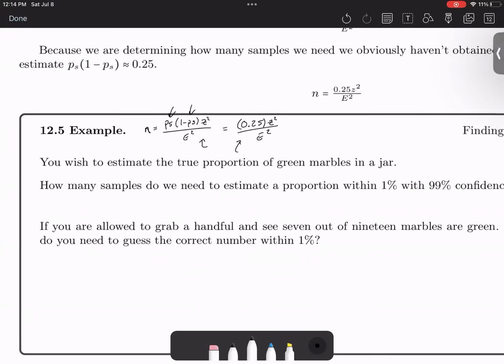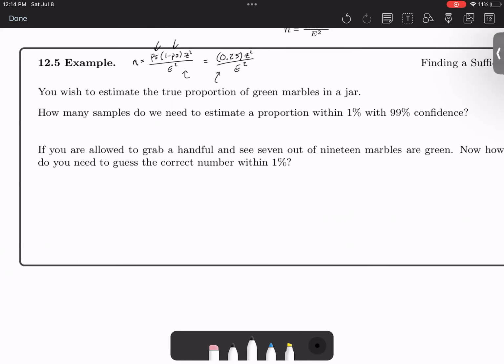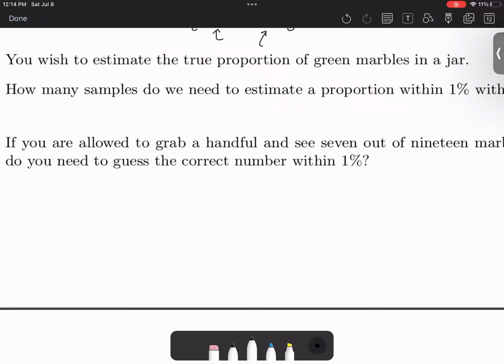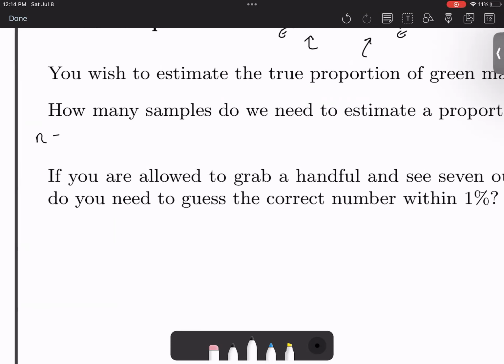So let's answer a question. We wish to estimate the true proportion of green marbles in a jar. How many samples do we need, or how many marbles do we have to measure to estimate the proportion within 1% with 99% confidence? So we want to be 99% sure that we are within 1% of the actual true proportion of green marbles. So because we don't know our sample proportion, we haven't tested any marbles yet, we're going to use this second equation where I replace the PS times 1 minus PS with 0.25.